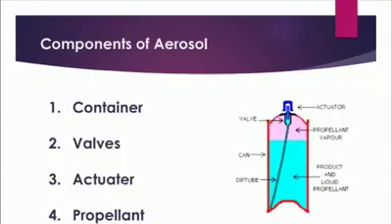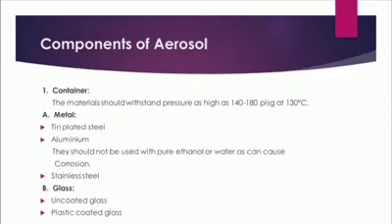There are four components of aerosol: container, valves, actuator, propellant. You can see in the figure. Container. A container is of two types, metal and glass. The material used in container should withstand pressure as high as 140 to 180 PSIG at 130 degrees Celsius. Some examples of metal are tin plated steel, aluminium, stainless steel, and glass is uncoated glass and plastic coated glass.